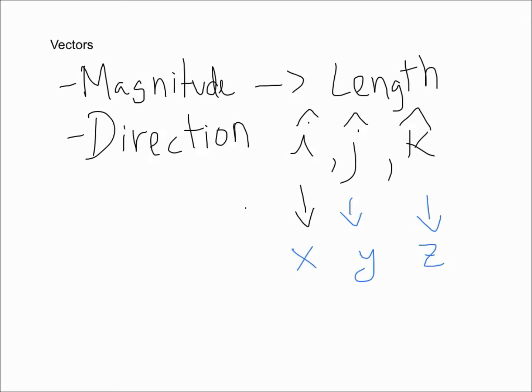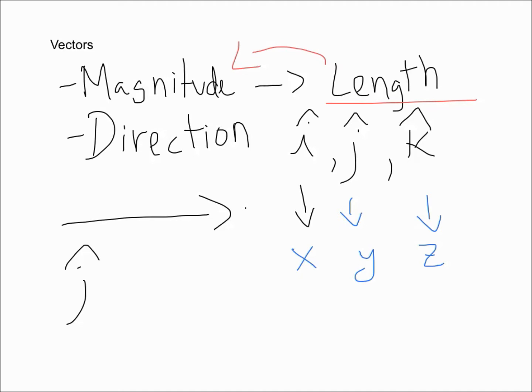So a vector needs to have a magnitude and a direction, and it's represented with an arrow, in which the length of the arrow is the magnitude, and the direction is essentially where it's pointing. In this case, it's going from left to right, which is the y coordinate. So you could say it has a unit vector of j.